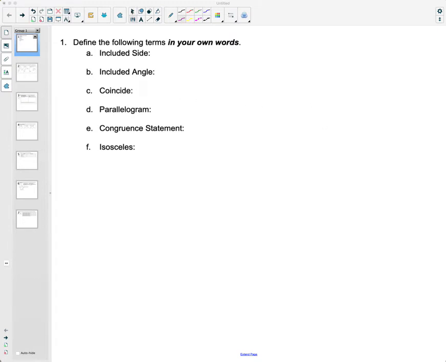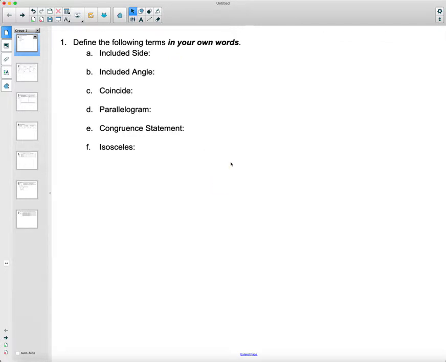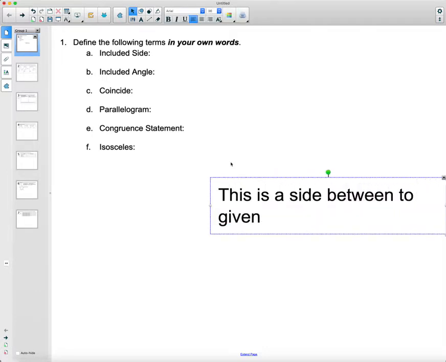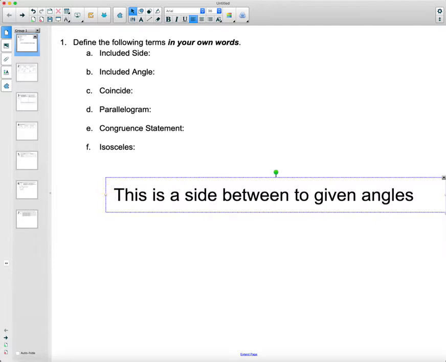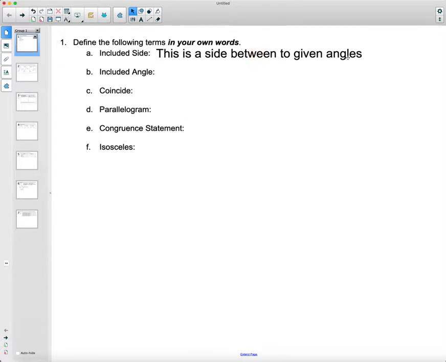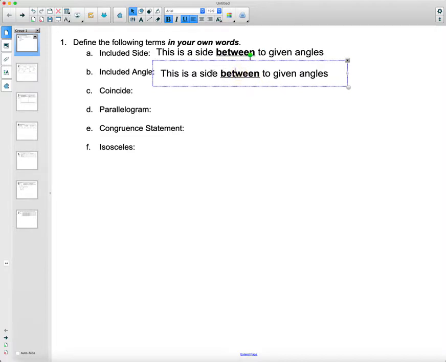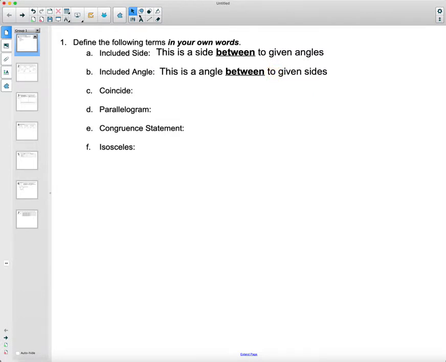All right, here is number 1 on your review. So remember, this should be in your own words, but I'll go over some that I think it would be. So for included side, I would say this is a side between two given angles. So in your definition, something about the word between, because that's the big meaning of included. So side between two given angles. And then included angle would be the angle between two given sides when we're talking triangle congruence.